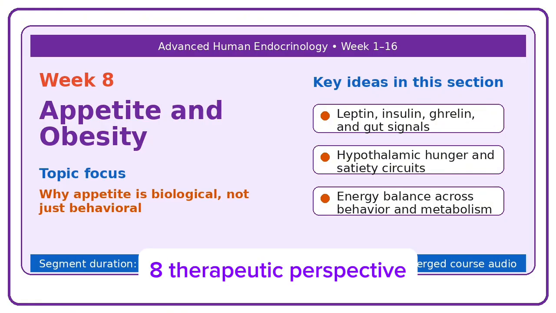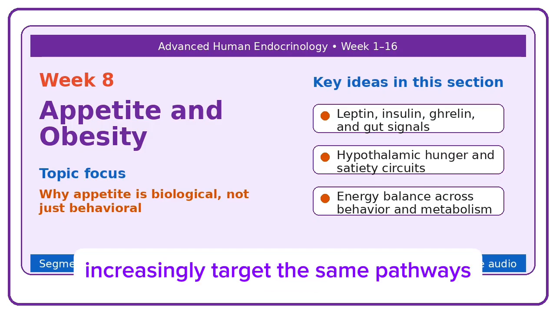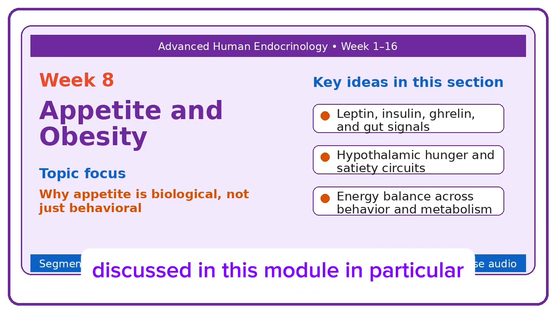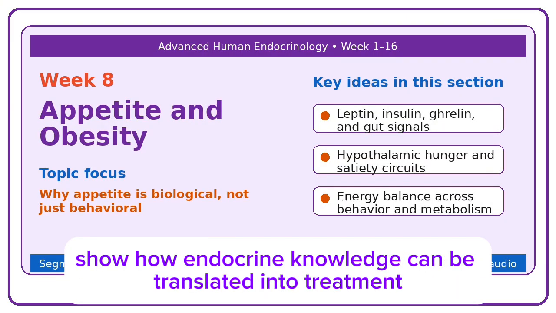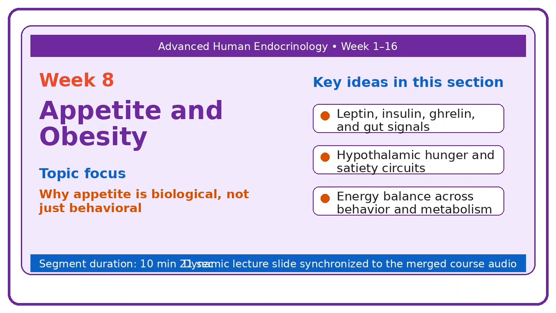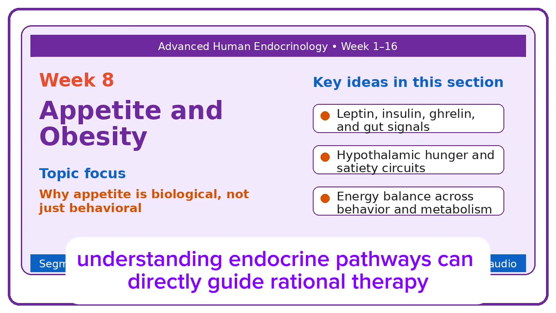8. Therapeutic perspective. Modern therapies for obesity and type 2 diabetes increasingly target the same pathways discussed in this module. In particular, therapies that enhance GLP-1-related signaling show how endocrine knowledge can be translated into treatment. This illustrates an important principle. Understanding endocrine pathways can directly guide rational therapy.